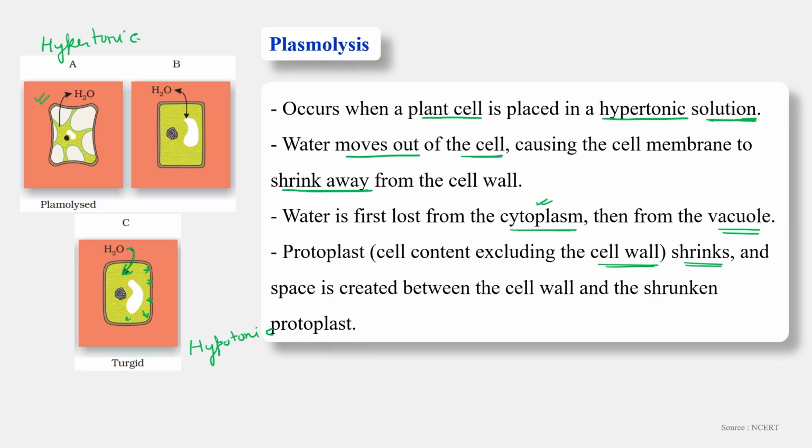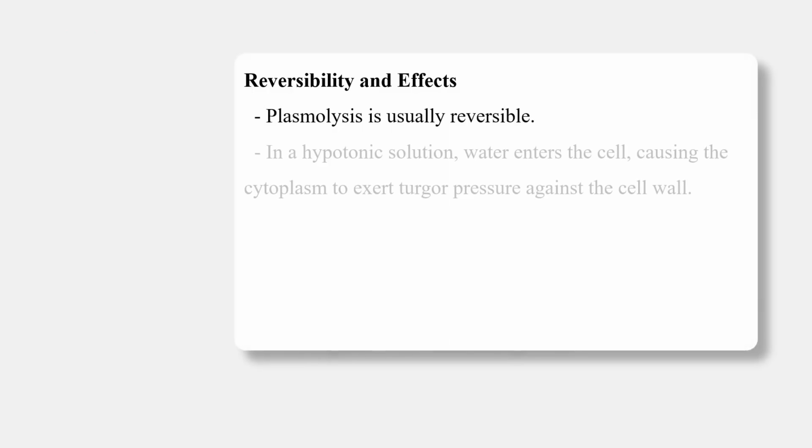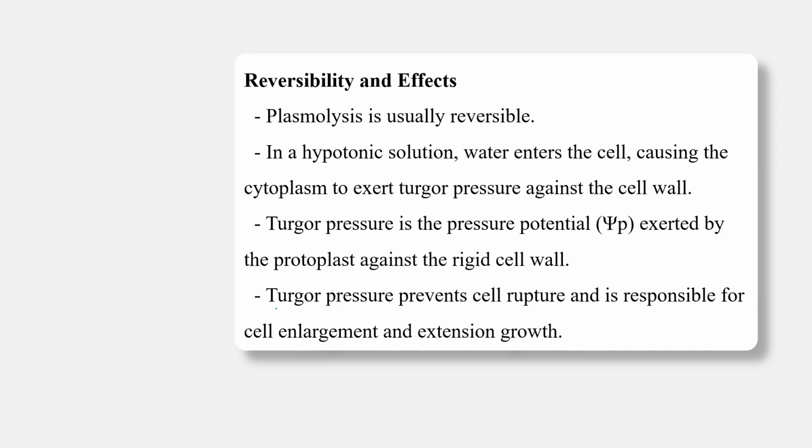So this pressure is known as turgor pressure, or turgidity happens, and it is a pressure which is provided by the protoplasm against the cell wall. Clear? That's what is written over here. Turgor pressure means it is the pressure potential exerted by the protoplasm against the rigid cell wall, and this turgor pressure prevents cell rupture and is responsible for cell enlargement and extension growth.